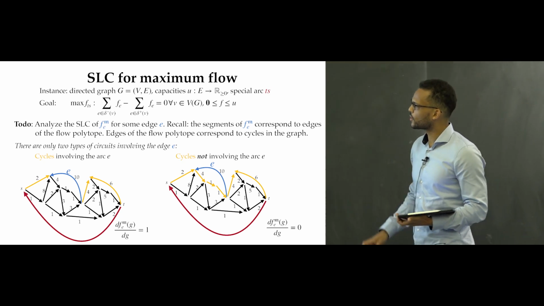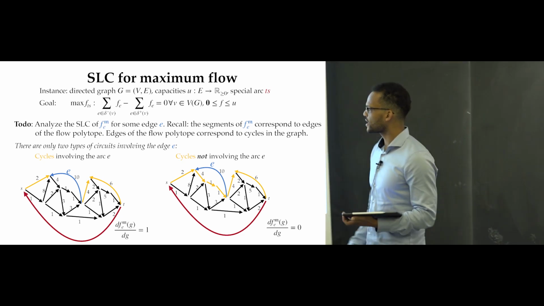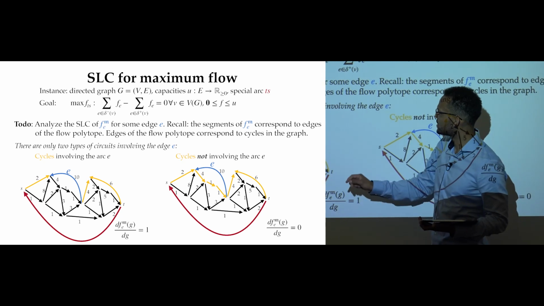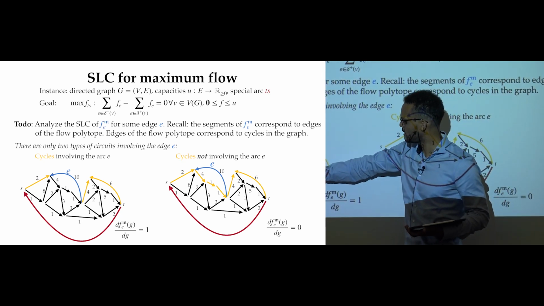And now we just have to look at what is happening. What kind of cycles do exist? Let's say we have some network here. We want to send flow from S to T, and we analyze the max central path of our edge E here.